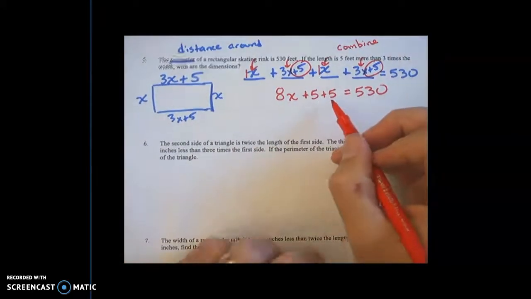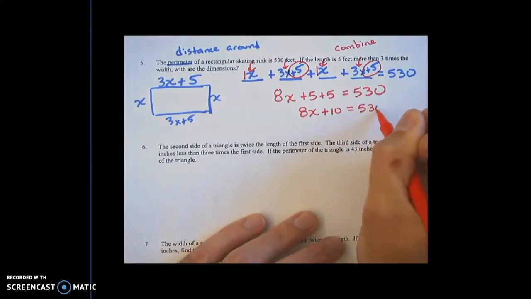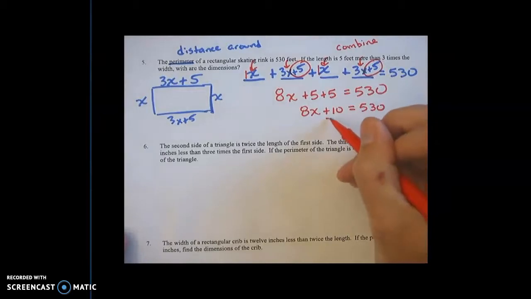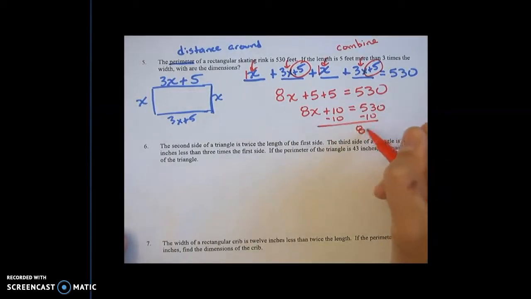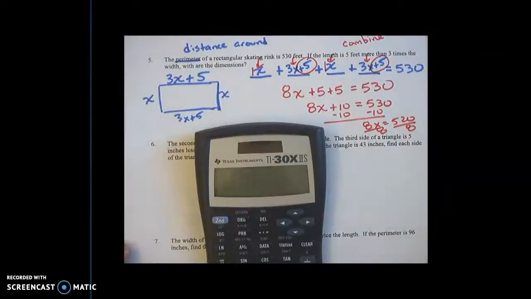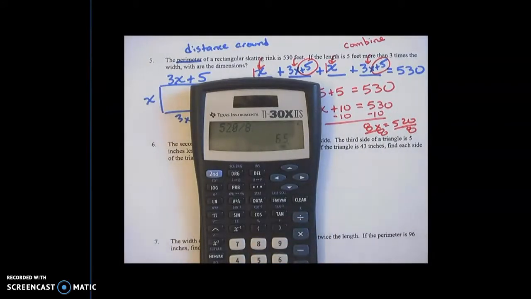Or I could just say, well, I know what 5 plus 5 is, and just go right to 8x plus 10 equals 530. At that point, it's just a 2-step equation, so we're just going to solve like normal. We'll subtract 10 from both sides, get 8x equals 520, and then divide by 8. And then we could just use our calculator and do that division. So 520 divided by 8. Again, you can use your calculator on your Chromebooks, or you can use a calculator that you might have on your phone. But 520 divided by 8 is 65. So that means x is equal to 65.